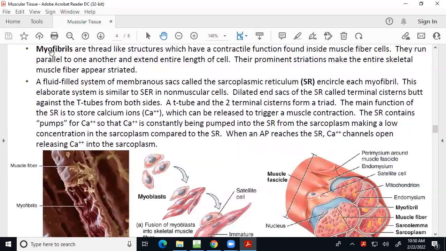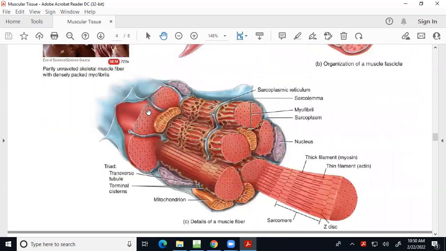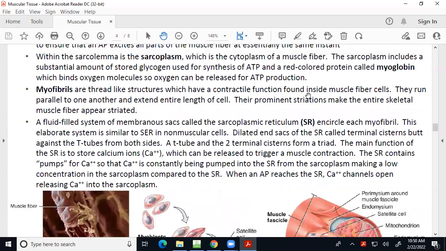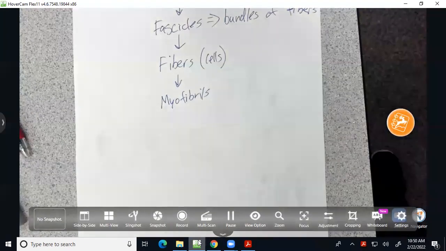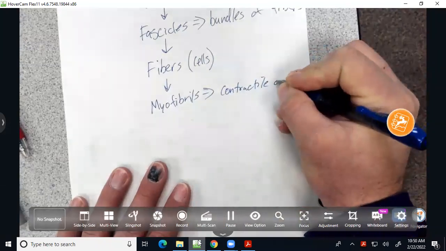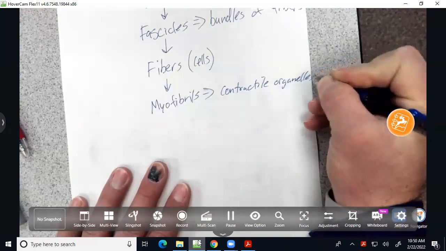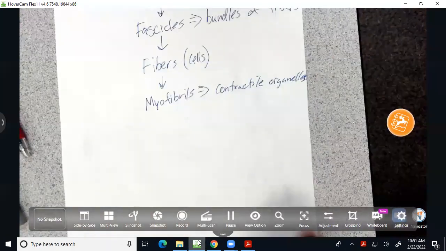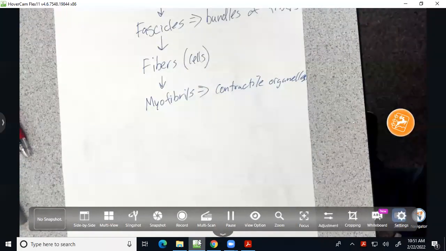On that list of structures that I was putting on that other piece of paper, I added myofibrils. Myofibrils are what these cylindrical shaped structures here in this illustration are, and they are the contractile functioning structures found inside our muscle fibers. Basically, I just describe them as contractile organelles. So they are the part of our muscle fiber that does the contracting, in other words.